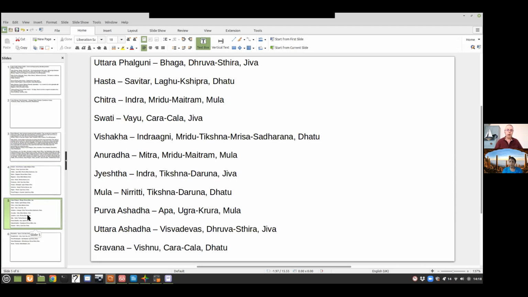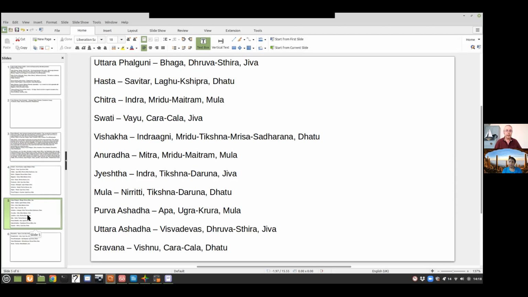Then you have Uttara Falguni, which is connected to Bhaga, which is Dhruva and Sthira, or fixed and firm, and it's connected to the animal kingdom. Hasta, which is connected to Savitar, which is the life-giving aspect of the sun, which is light and swift, and it's of the mineral kingdom.